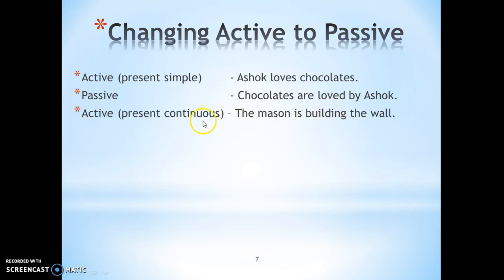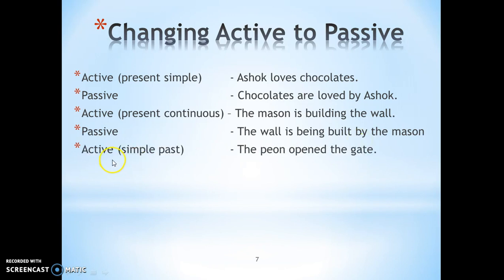Another example: the mason is building the wall is in the present continuous. Try to change it into the passive sentence. Yes, this would be written as the wall is being built by the mason. Let us see another example in simple past. The peon opened the gate. Try to change it into the passive voice. That's right. It would be written the gate was opened by the peon.